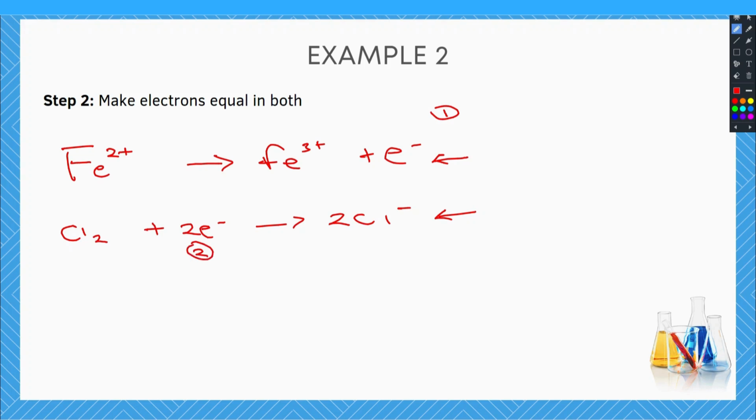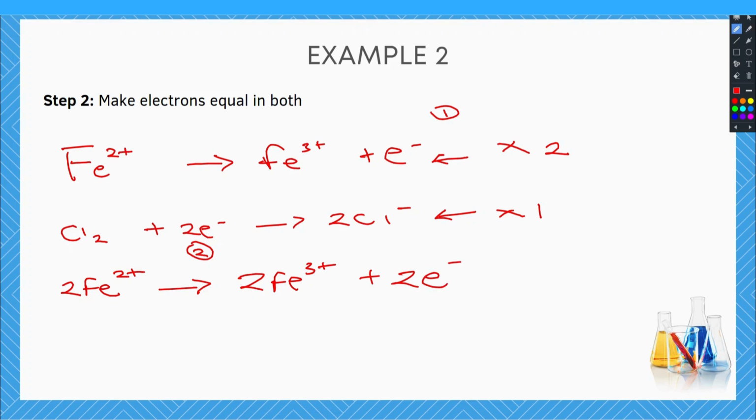How do we make it equal now? We'll simply do that by saying this place multiplied by 1 and this place multiplied by 2. So if we do that, it gives us 2Fe2+, and then there's an arrow giving us 2Fe3+, and then + 2e⁻. Can you see what we just did? Now, the same thing goes for here. We are multiplying by 1 this time, so it remains Cl2 + 2e⁻, giving us 2Cl⁻. Can you see what we just did?